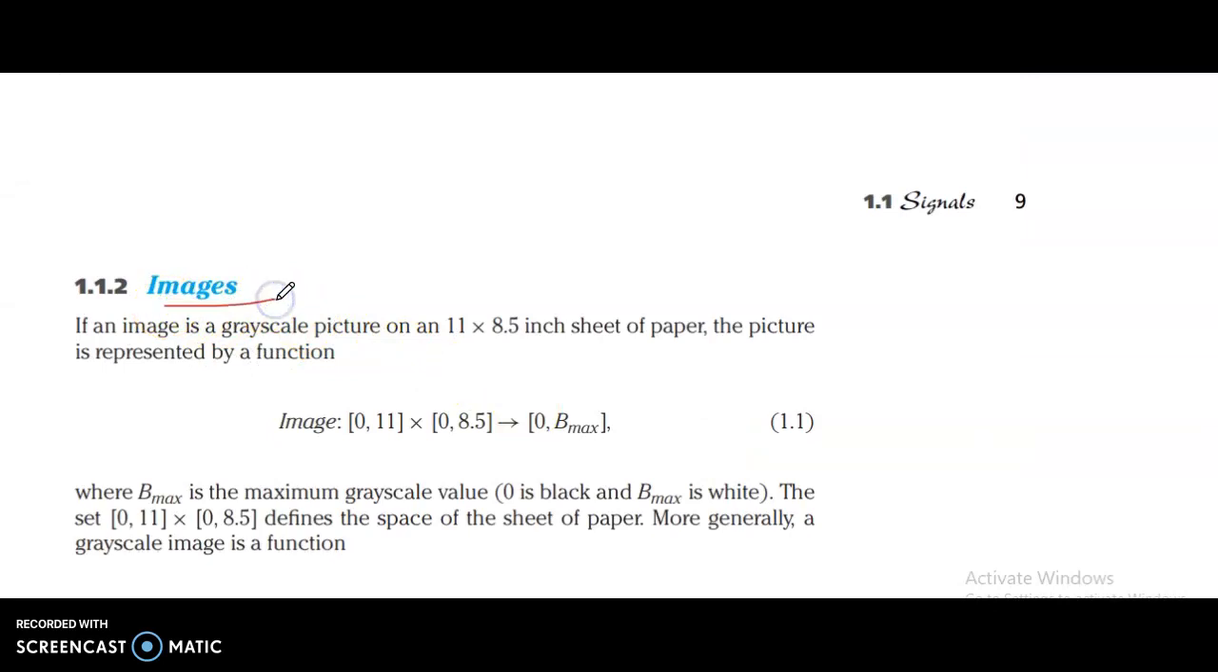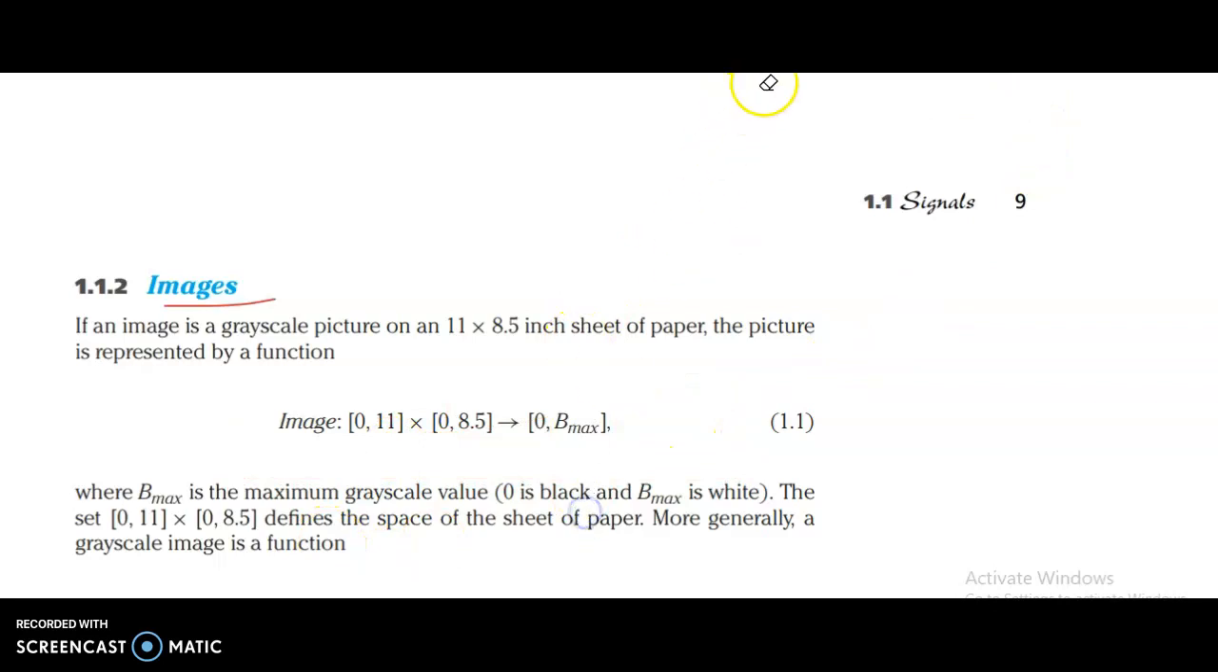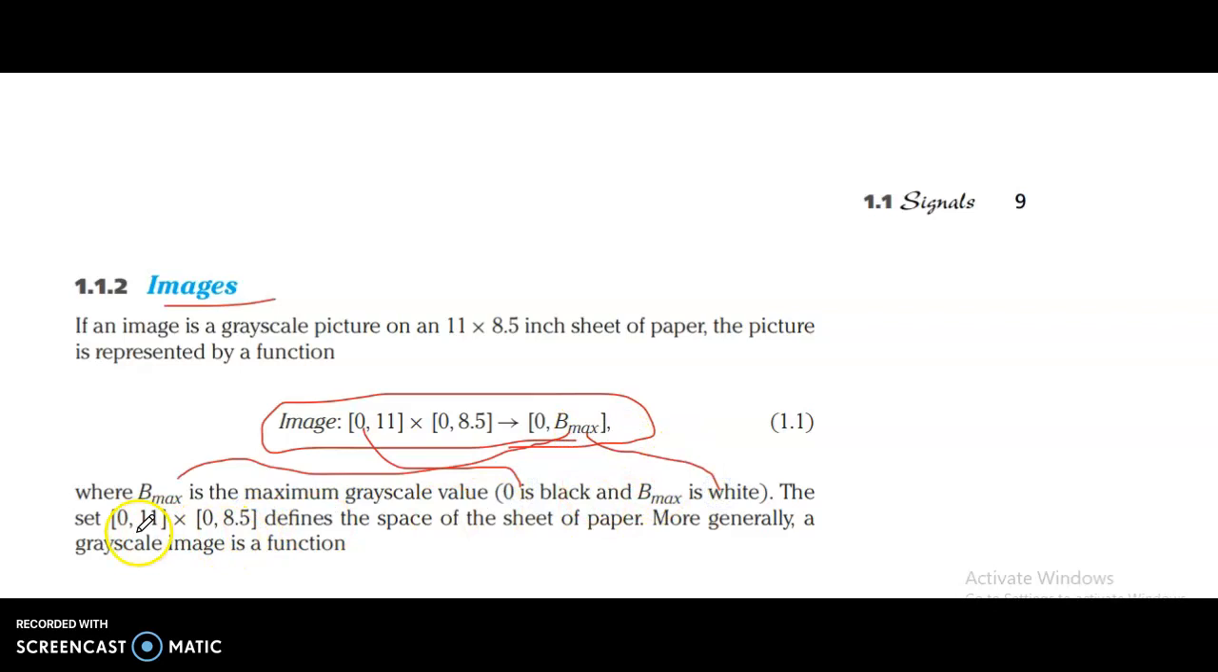Images. Image equal to the set 0 to 11 times 0 to 8.5 implies 0 to B max. B max is the maximum grayscale value. 0 is black and B max is unit white. The set 0 to 11 times 0 to 8.5 defines the space of the sheet of paper.